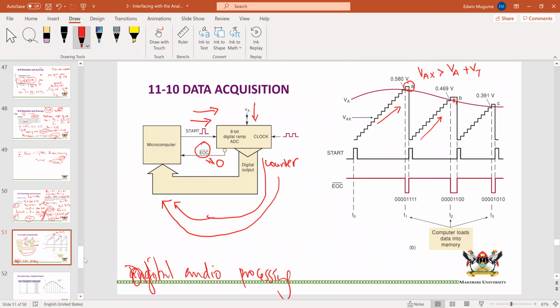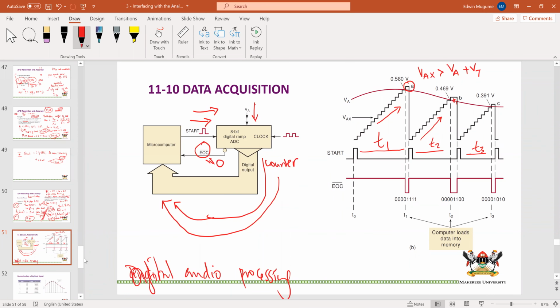There's a problem with this process. Unfortunately, you can see that in this case, it has taken time t1, in this case time t2, in this case time t3. And all these times are not the same. Clearly because the conversion time depends on VA, the size of VA. In the first case, VA is very high, so T1 will be longer. VA has reduced at T2, so T2 is slightly smaller, and T3 is even smaller.